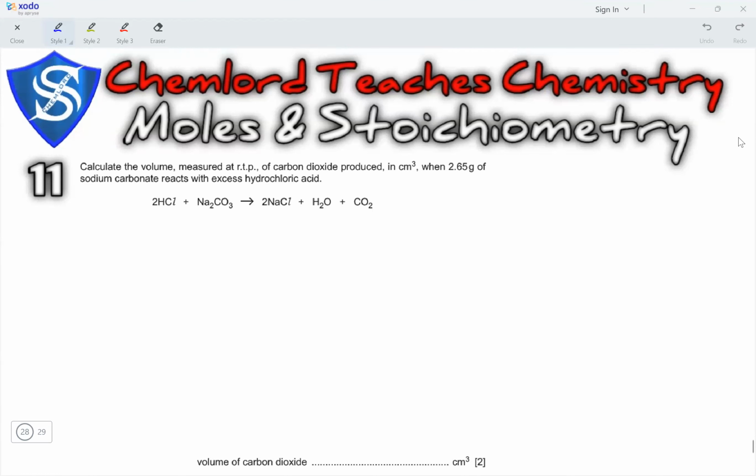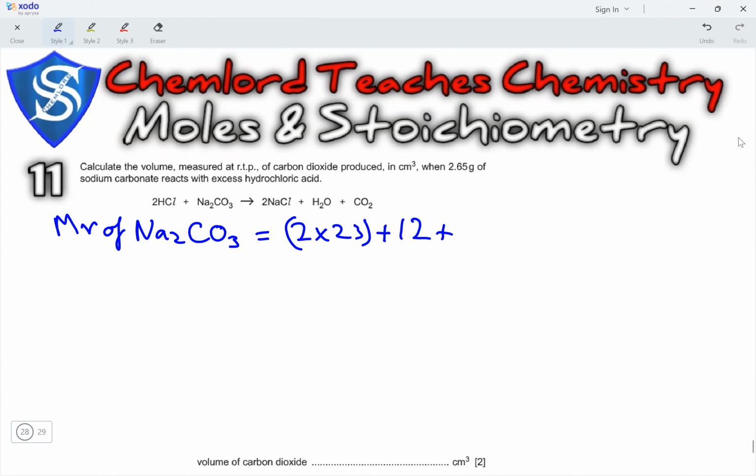Question 11. Calculate the volume measured at RTP of carbon dioxide produced in cm cube when 2.65 grams of sodium carbonate reacts with excess hydrochloric acid. So the first thing we need to do is calculate the Mr of sodium carbonate. So Mr of Na2CO3 can be calculated by adding together the masses of the atoms present in the molecule. So that would be 2 atoms of sodium, so 2 times 23, added to 1 atom of carbon, which is 12, added to 3 atoms of oxygen, which is 16 times 3, which is equal to 48, and we add all these together to obtain an Mr value of 106.